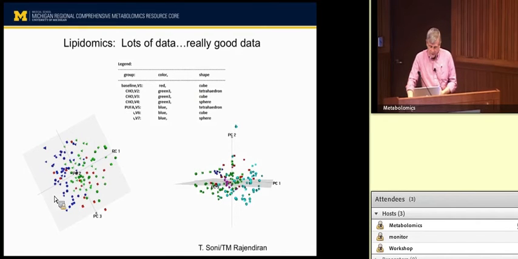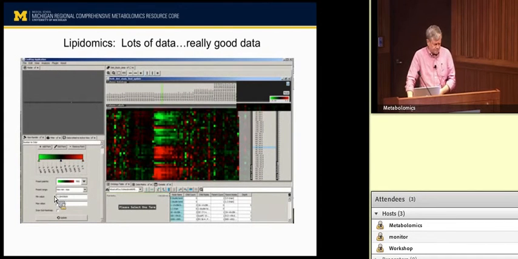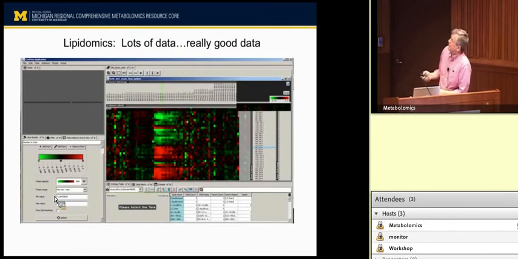So this is the kind of way that you can do it. Once you start putting your data out there, you can start looking at the temporal relationships, even when you're doing a lot of time points and different interventions. And this is using this cool map application again. With lipidomics, there's lots of data and it's really good data. This is a really fine platform.